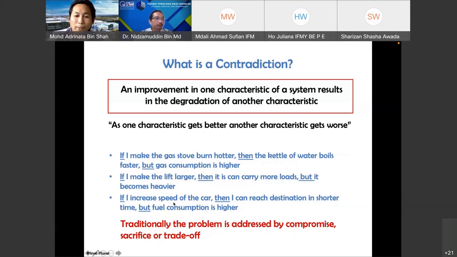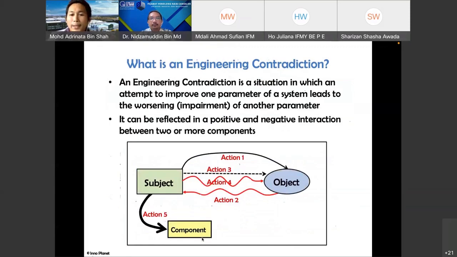If I increase the speed of the car, then I can reach the destination in shorter time. But fuel consumption is higher. So we use the if, then, but sentence for this one. Traditionally the problem is addressed by compromise or sacrifice, so we call it trade-off. This is previous to function analysis. Actually, this is one of the stage one of the TRIZ method.